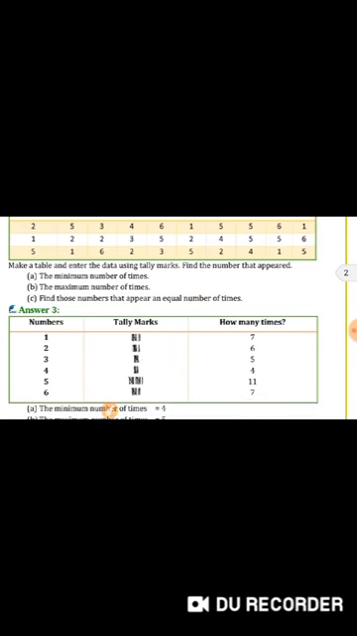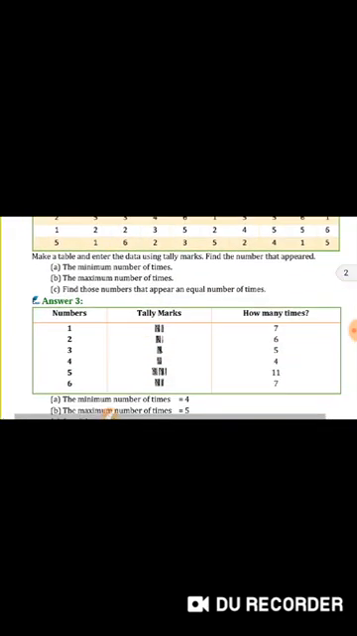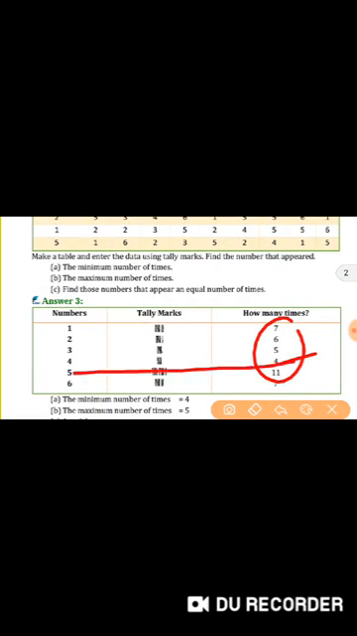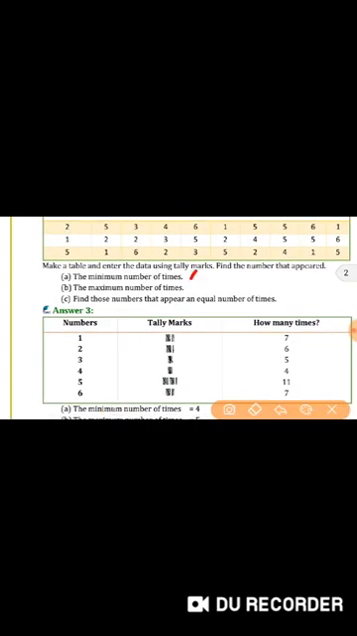Now the question: the minimum number of times. Which is the least here? 4. So which number is that? 4 itself has 4 times. So the minimum number of times repeated on the dice is 4. The maximum number of times, 11 times repetition, is the fifth one, so 5 we got.